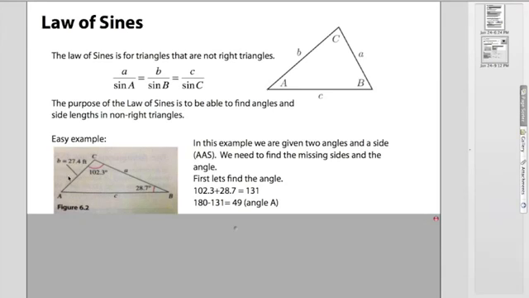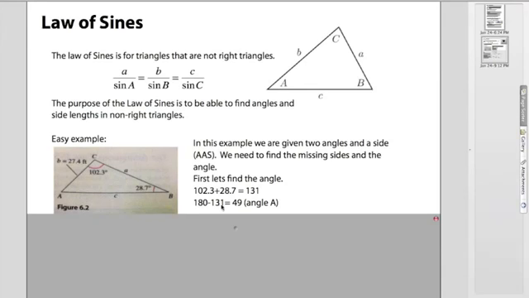And I need to find the missing pieces: angle A, side length a, and side length c. The very first and easiest thing, anytime you have a double angle situation where I know two of them, is finding the third angle. I add up the two other angles and subtract from 180. In this case, I'm going to have an angle which is 49 degrees.